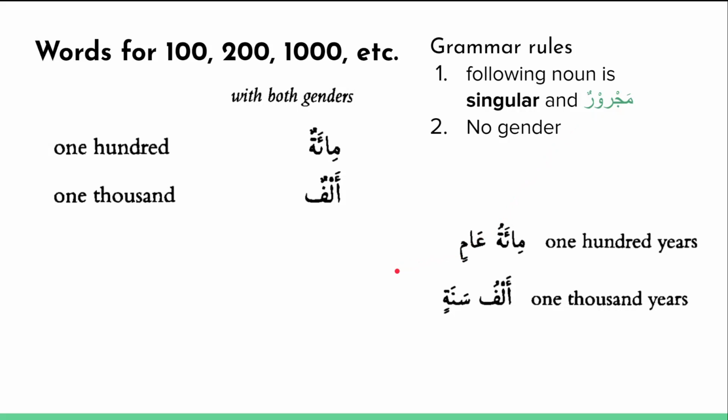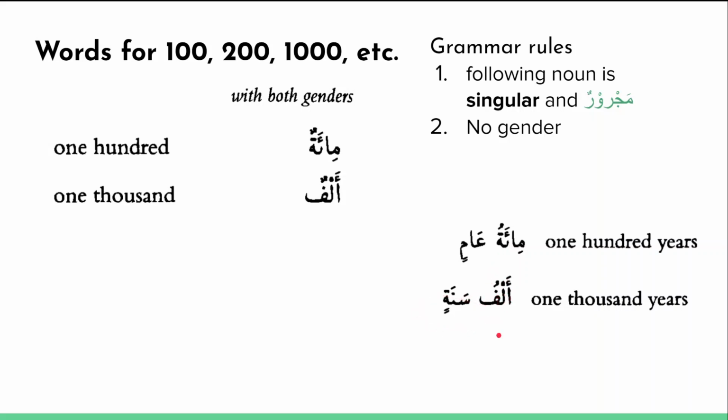Mi'atu aamin. Mi'atu is mi'atun. So it's the same possession construction that we saw for the words 3 through 10. This here is the possessed, and this here is the possessor. That's why this doesn't have a tanween or anything like that, and this is in the majroor case. Same thing, alfu sanatin. Sana and am both mean year. So here this is 1000 years.